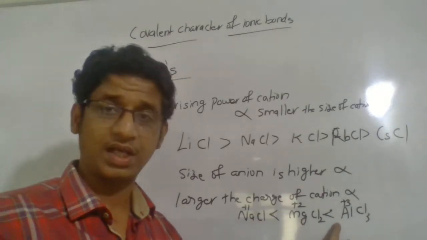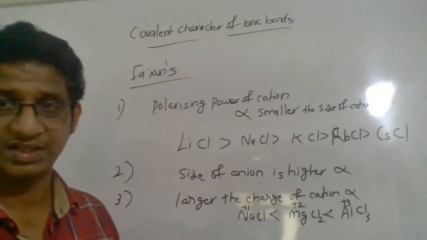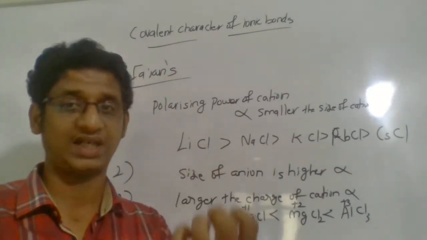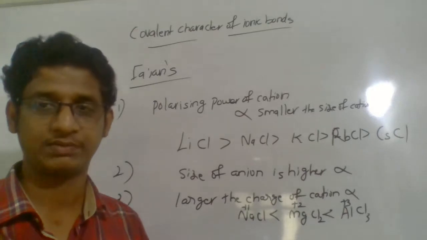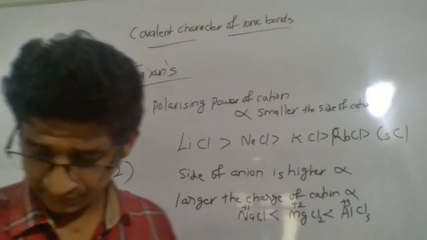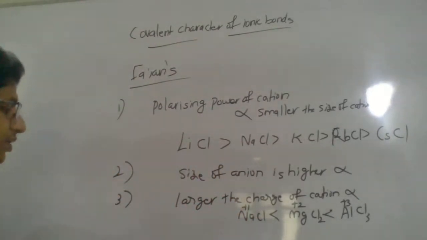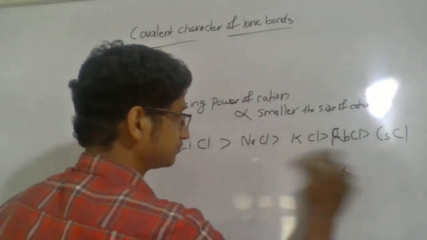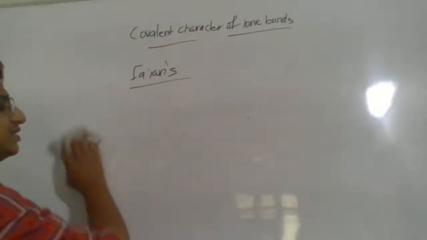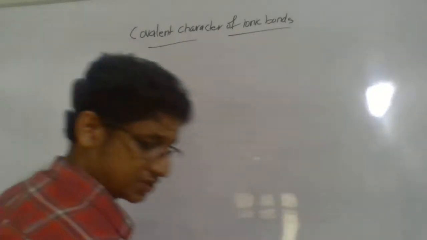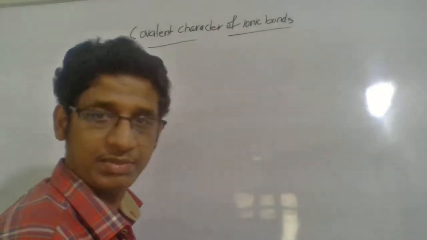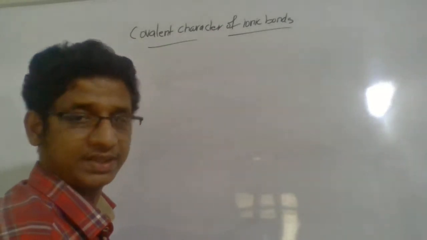The higher the charge of the cation, the higher the covalent nature, which means the charge of the nucleus is higher and hence there is greater polarizing power. That's how the charge of the cation is related. Similarly, another point to remember is that transition metal cations have higher polarizing power compared to non-transition metal cations like alkali metal and alkaline earth metal cations.